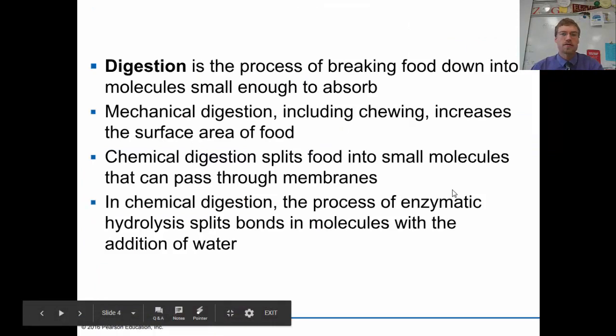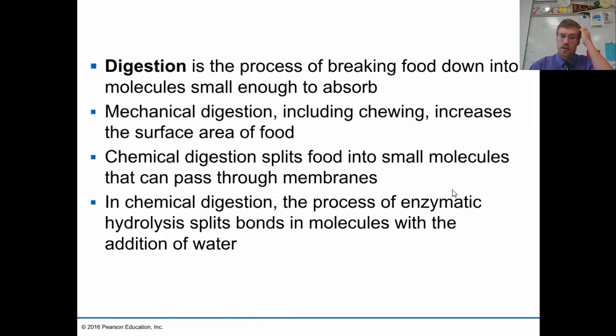Digestion is the process of breaking food down into molecules that are small enough to absorb. There are two different types of digestion. Mechanical digestion is where you physically break down the food into smaller pieces. This includes chewing, although that's not the only way mechanical digestion takes place. It increases the surface area of the food so that chemical digestion can occur more efficiently.